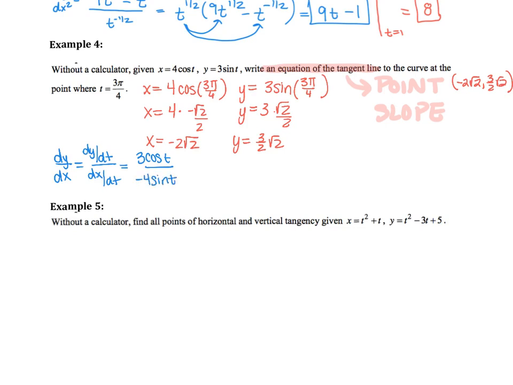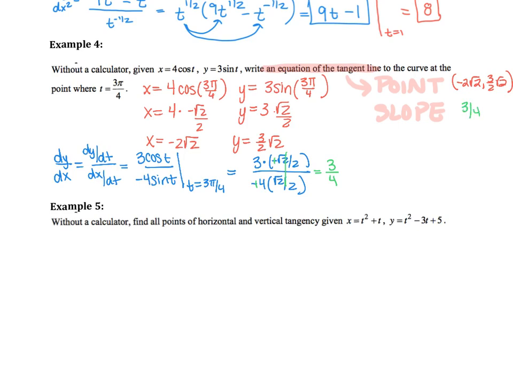When I evaluate this at t equals 3 pi over 4, I have 3 times negative root 2 over 2, all over negative 4 times positive root 2 over 2. So this is nice, these root 2 over 2s are just going to cancel. The negatives are going to cancel, becoming positive, and I'll just get 3/4 for my slope.